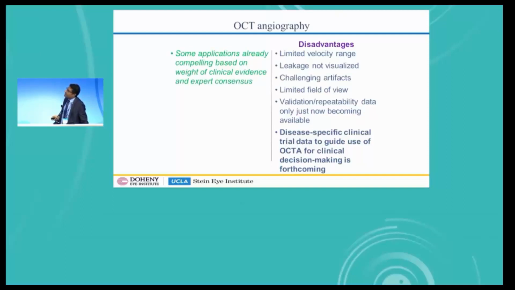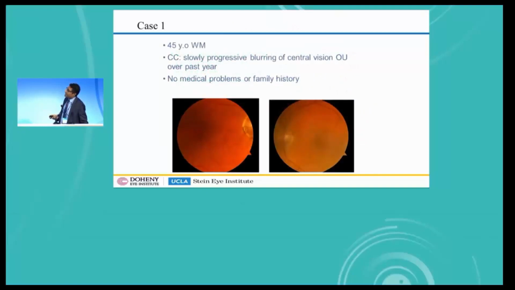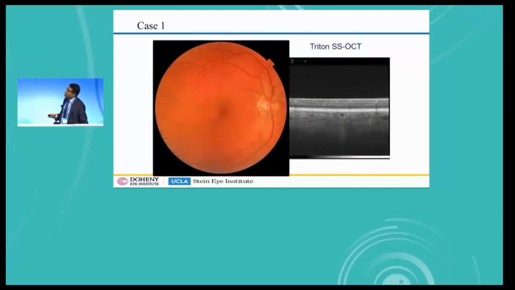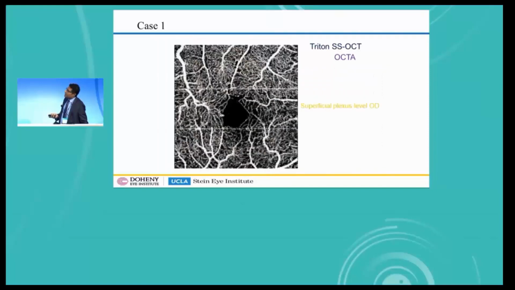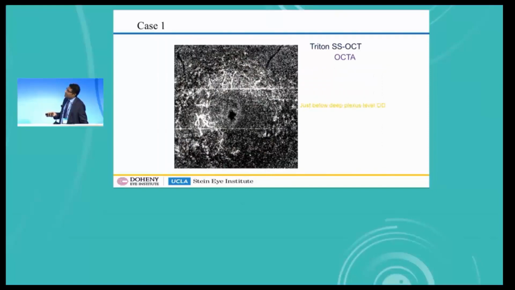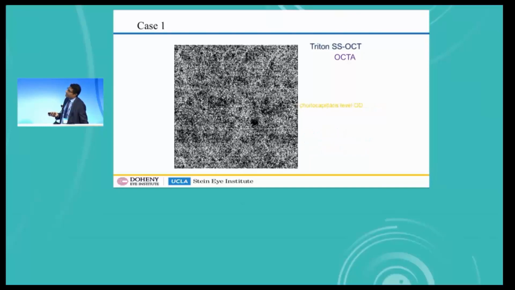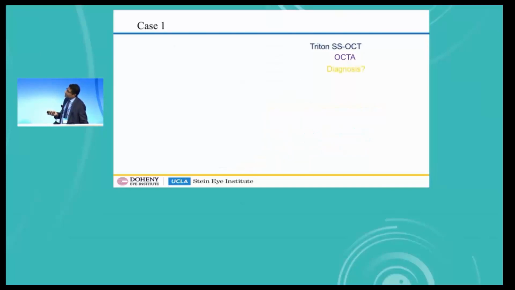There are some applications that I think we're already thinking about just based on case studies and even without large clinical trials. One of them is MACTEL. This is a patient of mine who has MACTEL. We can see, I'll just go forward, you can see the capillary telangiectasia. In this case, I think OCT angiography is great for detecting MACTEL. We'll move forward here because I'm out of time.